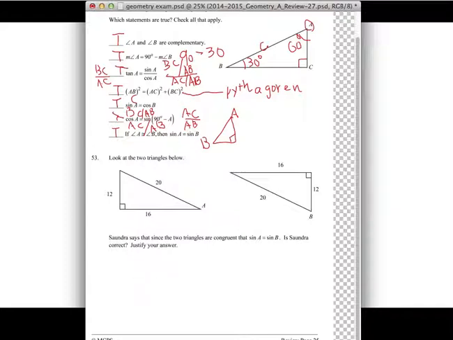Okay, next one, sine A. Remember, A is here. So sine A is going to be opposite, which is 12, over 20. And sine B, B is here, is opposite, which is 16, over hypotenuse, 20. They're not equal. So the answer is no. Okay, so we can go to the next page.